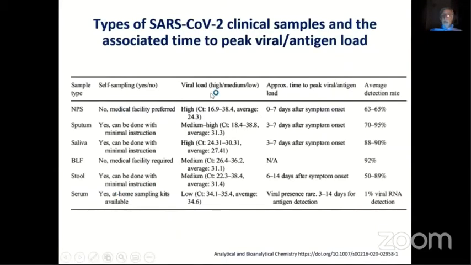We may have a different detection of viral load. You see that nasopharyngeal or saliva have the highest viral load. Sputum, bronchial lavage, stool, and serum are different. The peak is different in the different samples, and also you see the detection rate is different. This means it's really very important to keep all this data in mind when you analyze a different sample.